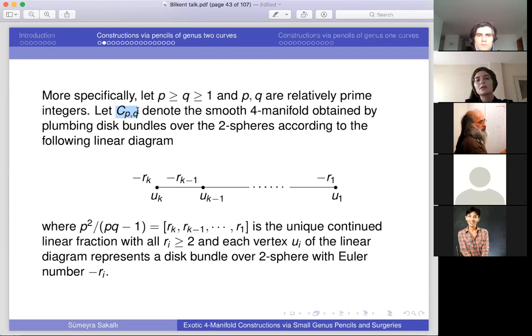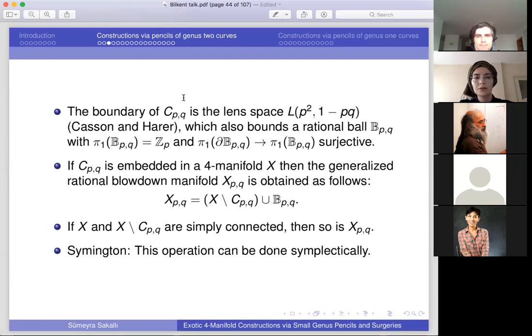Or if you like, you can just consider the bases of your bundles. On the base, we have S2s. And this is the neighborhood of those spheres. So these are, in fact, transversely intersecting spheres. And you take the neighborhood of that. And these numbers are the self-intersections of those spheres. Anyways, when you are able to construct such a plumbing inside your manifold, then you can take it out. And the boundary of such a manifold is a lens space. It is the result of Casson and Harer. And that lens space also bounds a rational homology ball with certain properties. Therefore, you can do this replacement operation. They have the same boundary, and you can replace this one with the other one.